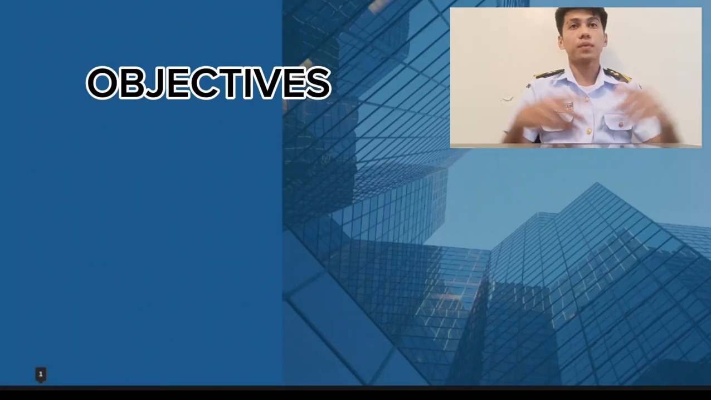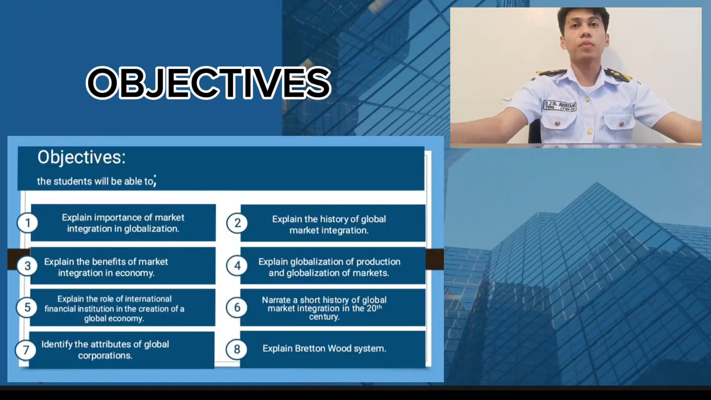These are the objectives of our presentation. At the end of this, the students will be able to explain the importance of market integration and globalization, explain the history of global market integration, explain the benefits of market integration in economy, explain globalization of production and globalization of markets, explain the role of international financial institutions in the creation of global economy, narrate a short history of global market integration in the 20th century, identify the attributes of global corporations, and explain the Bretton Woods system.